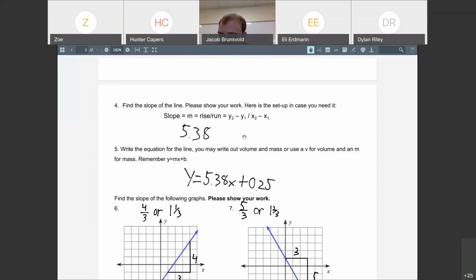Let's see here. Mumtaz asks, do I write the slope as a decimal or do I keep it as a fraction? We really write our slopes as decimals in science. And I've noticed that a lot of you have been writing your slopes as fractions. I'm assuming that's how they teach it in math, is to write it as a fraction. Is that how you learned it in your math class? Yeah, okay. Other people are saying yes.